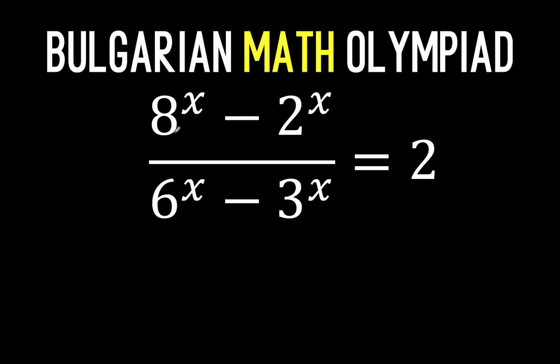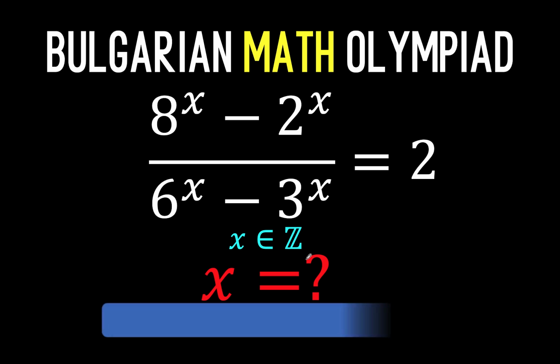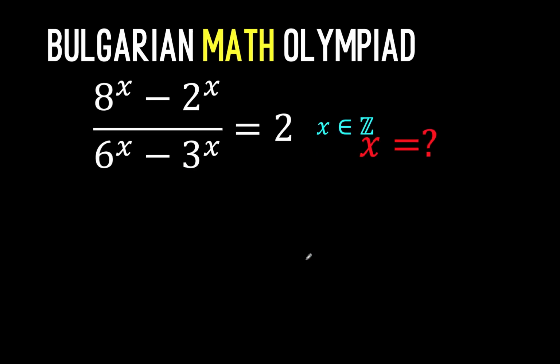We are given here (8^x - 2^x) / (6^x - 3^x) = 2. Find the value of x given that x is an element of the set of integers. You can pause the video and see if you can solve this Math Olympiad problem. Now let's solve this problem together.